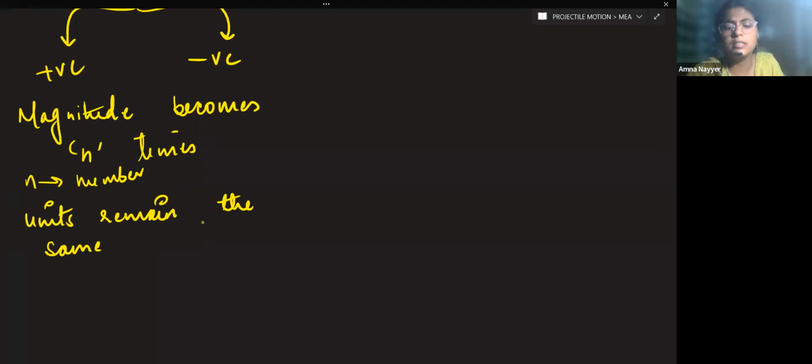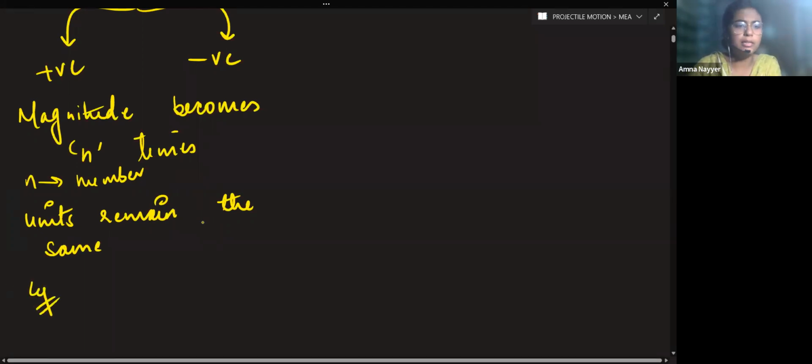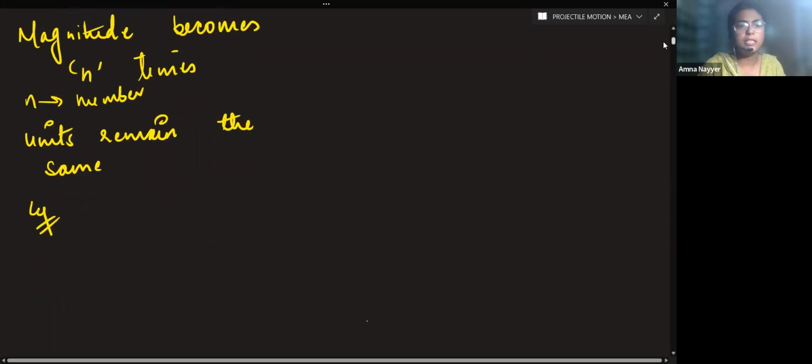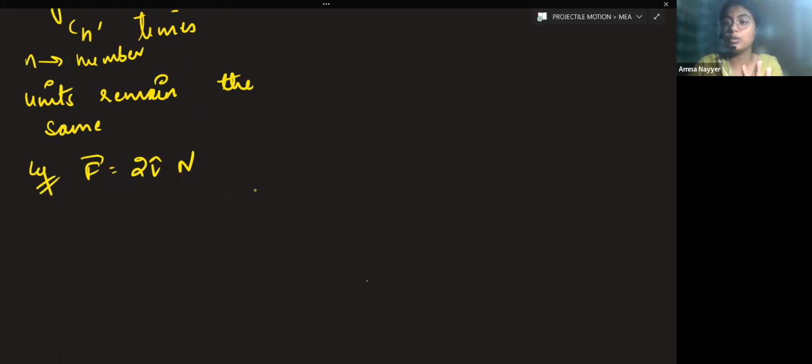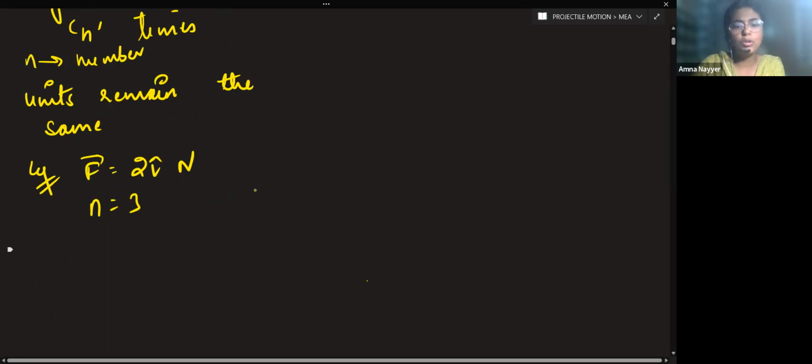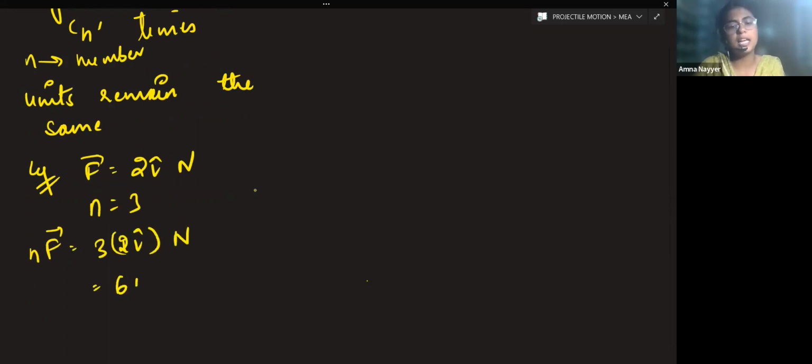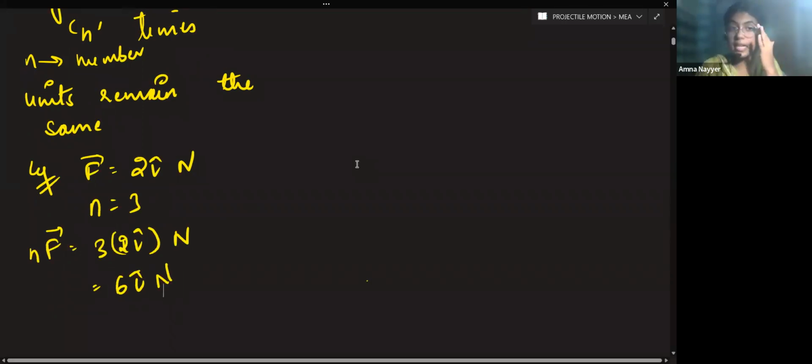Fine. This is normal. I'll give you an example. For example, if I say force is equal to 2 i cap Newton, now you all are aware of the unit vectors. And a number is 3, let's say. So n into F, if I write, becomes 3 into 2 i cap Newton. That gives me 6 i cap Newton. Now, if it is minus 2 i cap, then I'll get minus 6 i cap. That's why I said it can be positive or it can be negative. Like this, you can choose the examples.